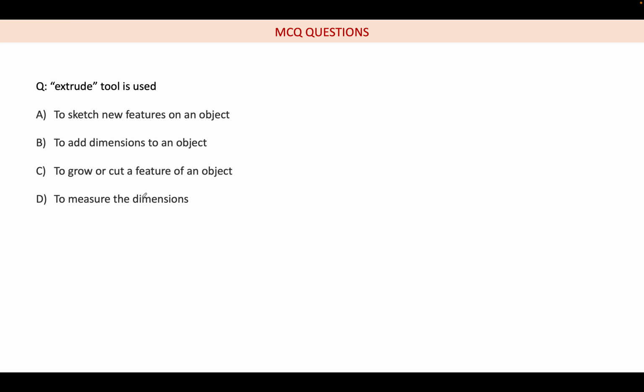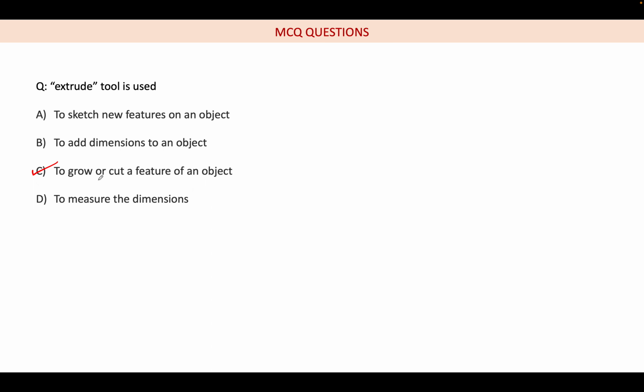So next question, what is the use of the extrude tool? Option A is to sketch new features on an object. Option B is to add dimensions to an object. Option C is to grow or cut a feature of an object. Option D, to measure the dimensions. Correct. So extrude means basically you can create a sketch and you can either grow it or you can cut it into an existing object. So option C is the correct answer.